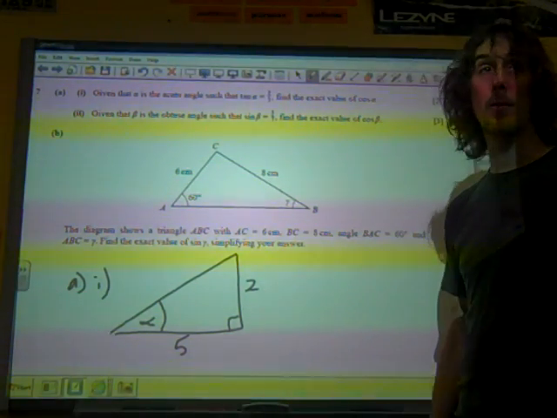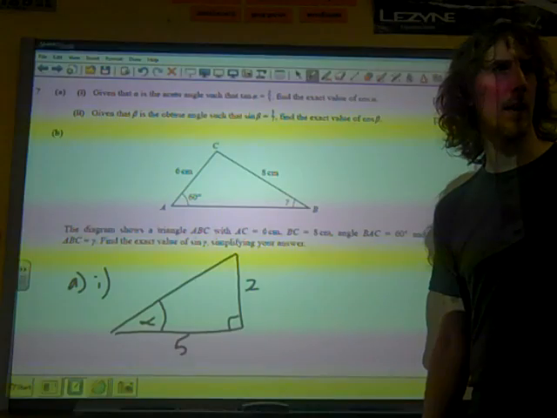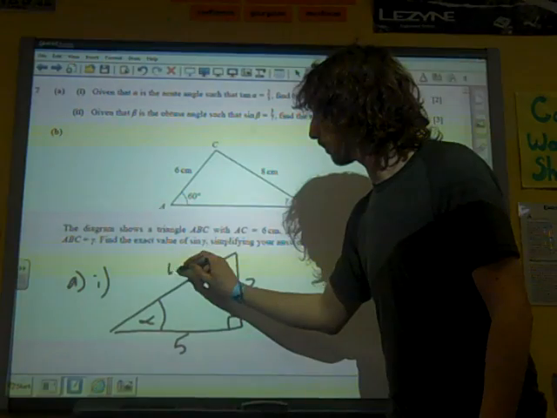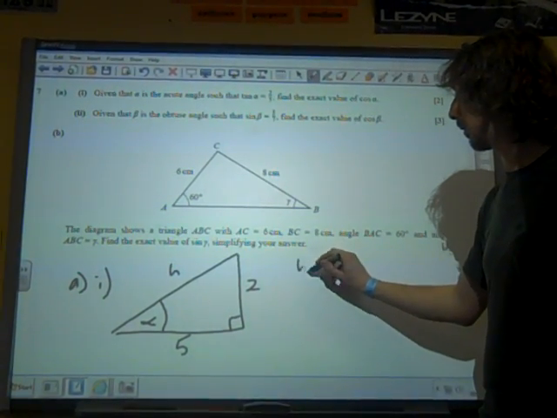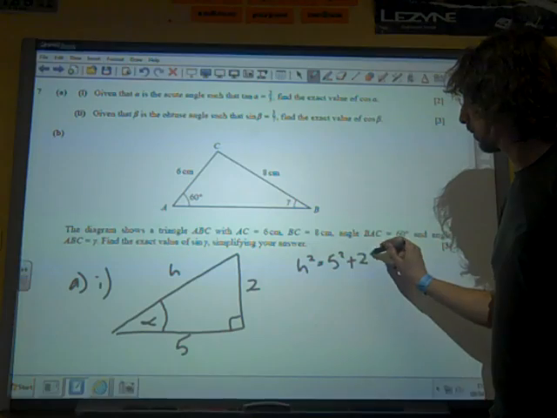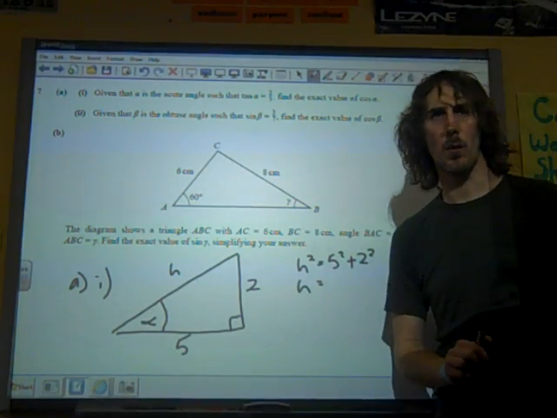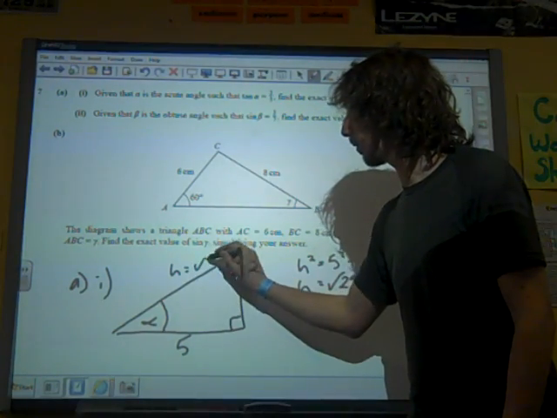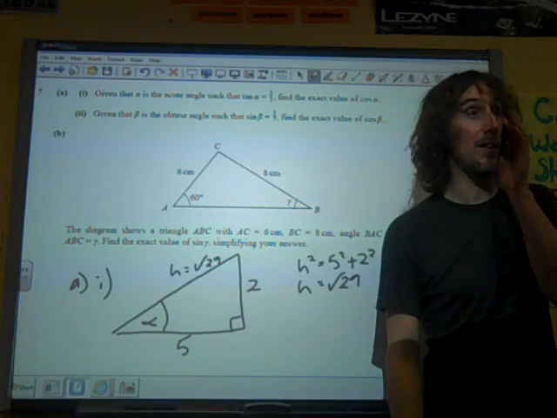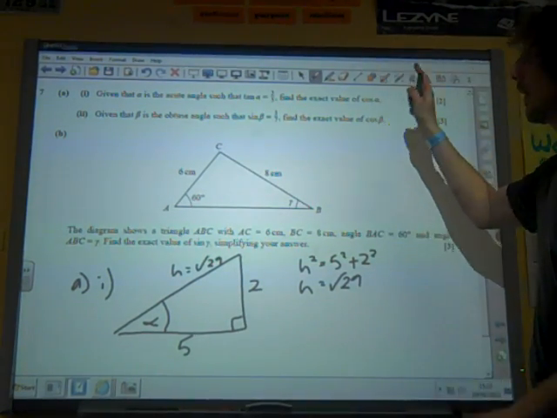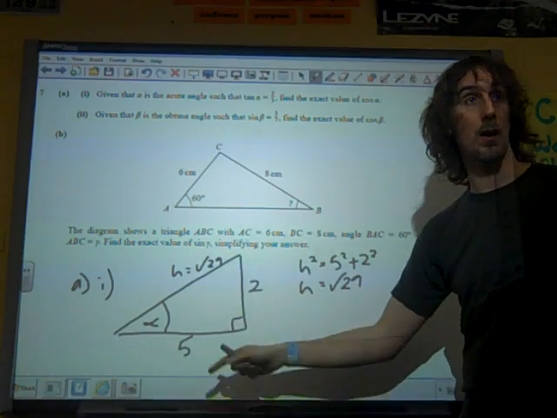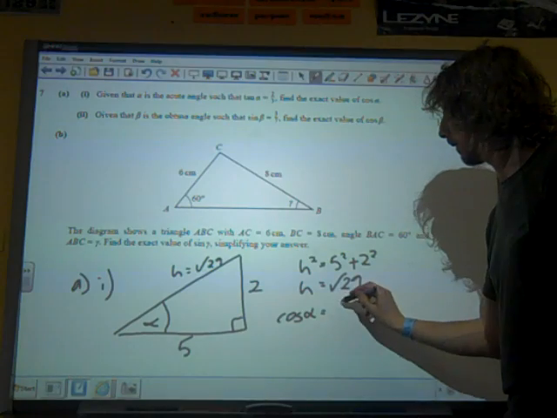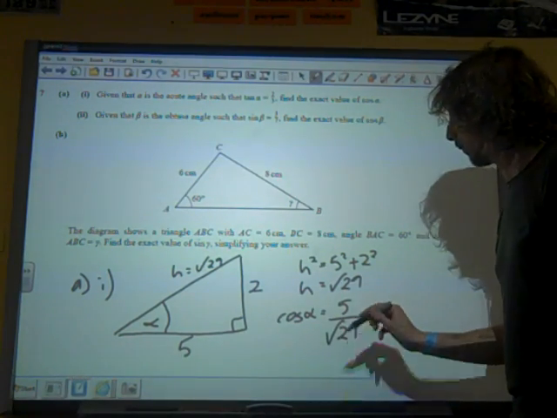Now if that's the case, the hypotenuse we could easily work out. The hypotenuse is the square root of 5 squared plus 2 squared. So what is that, root 29? So that is root 29. If that's root 29, then the cosine of alpha, cos is adjacent over the hypotenuse, so cos alpha is 5 over root 29.